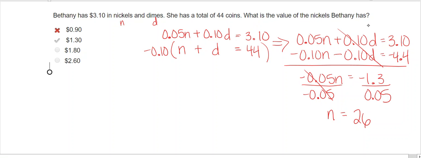Sometimes you solve for the variable you need the first time, and other times you don't solve for the variable you need and you have to go find it. So we know it's 26. Nickels are worth 5 cents a piece. So if you do 26 times 0.05, you get $1.30.